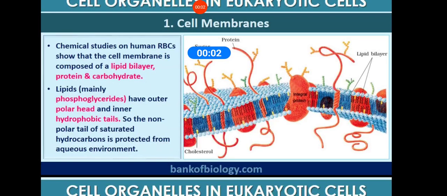Dear students, now we are going to start with cell membrane and cell wall. You know that in plants the cell wall is present, but in animals the cell wall is absent; only the cell membrane is present. And we are going to discuss the cell membrane of the eukaryotic cell.